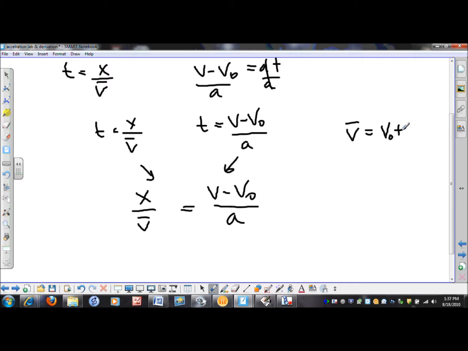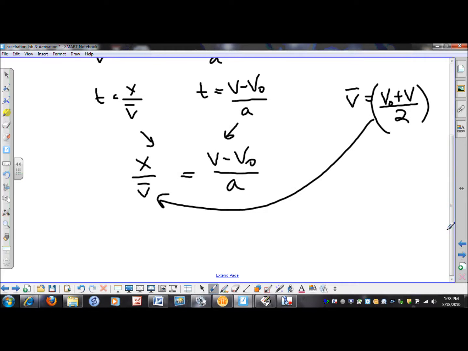Renee? It's v naught plus v over 2, based on how many things we added. Just average. If there's 3 velocities, we divide by 3. Okay? This is a typical way. And the reason I like this version is, look, we have a v and a v naught, and a v and a v naught. They will probably stick if we put them together. Let's find out what happens. Let's substitute this in for average. Get rid of the bar, and let's put what it really is.